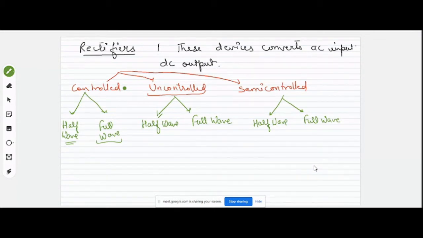Yes, definitely there are 4, but if the input supply is 3 phase, how many switches we will require?